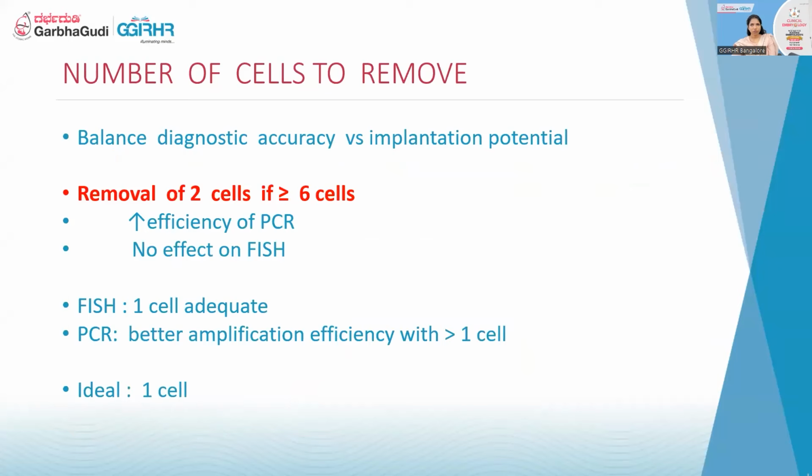So how many cells are to be removed? Typically 2 cells if the embryo is 6 cells or more. The efficiency of PCR needs at least 2 cells, and for FISH only 1 is enough.